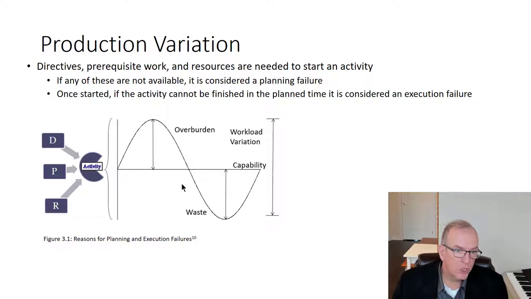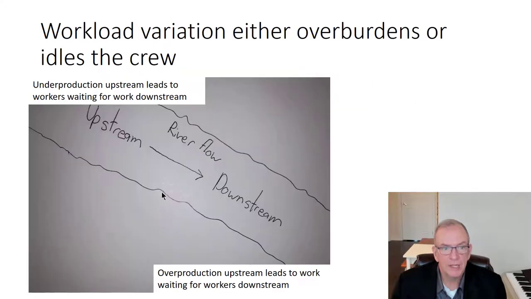Where we get variation is whoever is doing it, there's not enough of them, and the ones doing it are overburdened, overworked, or we have things that aren't being done properly and we have to redo it. These cause production variations in our ability to get done what we need to get done. These are like upper and lower tolerance areas in the variation process. And workflow variation either overburdens or idles the crew. So it's either you've got too much to do or too little to do.